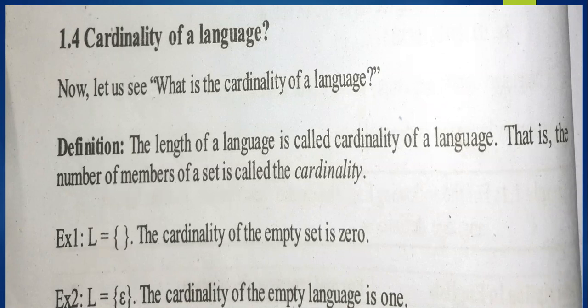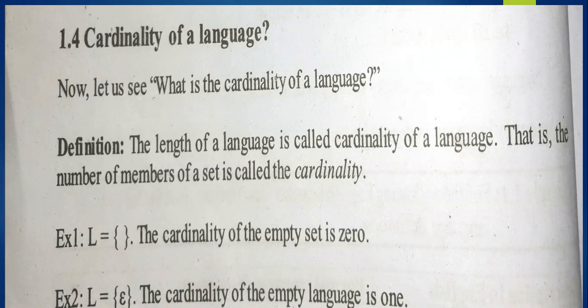When it comes to L equal to epsilon, the cardinality of the empty language is 0. Here, this we call the empty set, but this is called the empty language. If we have epsilon, the length of this language will be 1. Now one more example: if we have 0, 1, what will be the length?